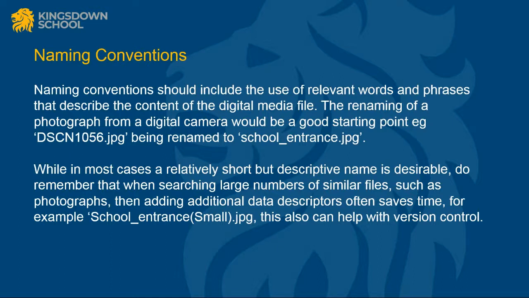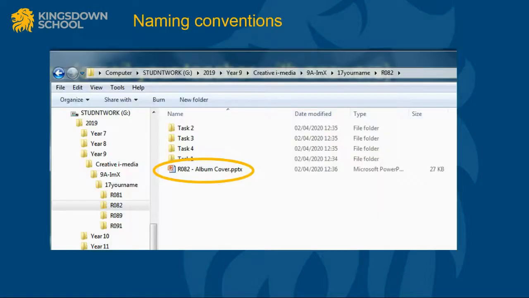So, as you can see here, I've created a file system, and there my naming convention is quite simple. I've just stated that this is the R082, so whoever is coming to this knows that it's the R082 unit that this file appertains to, and it's actually an album cover, and the PPTX will tell most people straight off that it's a PowerPoint presentation. Obviously, for most of us, when we have that particular file type listed and we have that application on our computer, then it will give us an icon to confirm that.